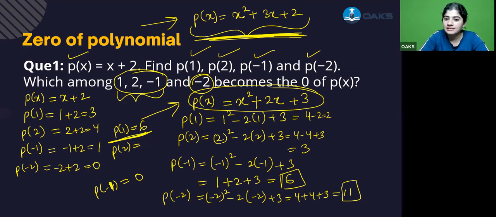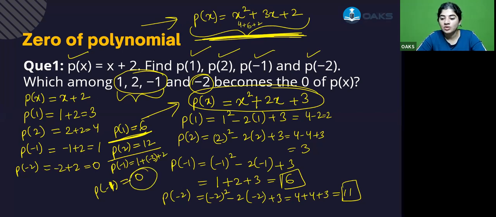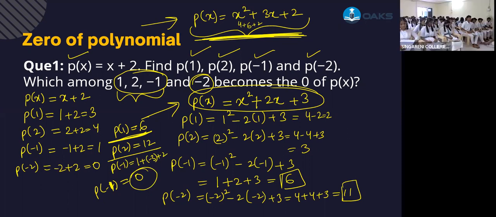And P of 2 is, you have to put 2 here, I get 4, 6 plus 2, that is 12. Okay. And P of minus 1, when I check, it is minus 1 whole square is 1, plus 3 into minus 1 is minus 3, plus 2. And that turns out to be 0. So can we say that minus 1 is the 0 of polynomial Px? Yes or no?